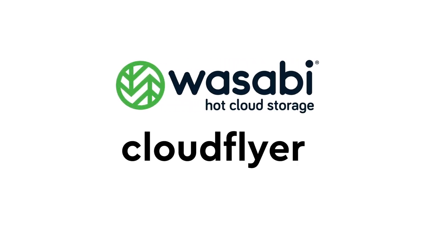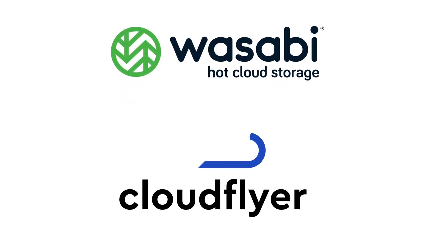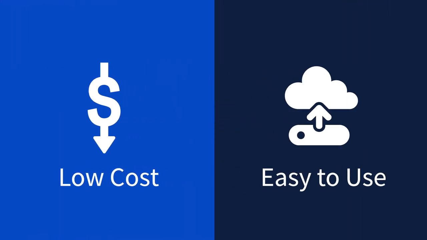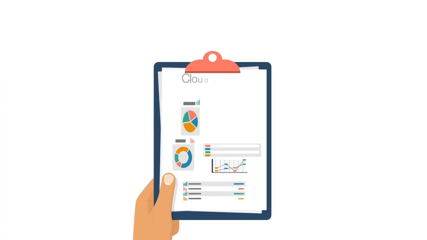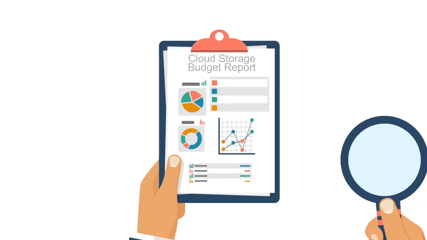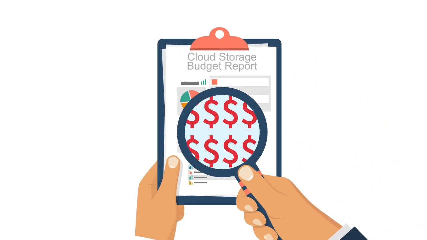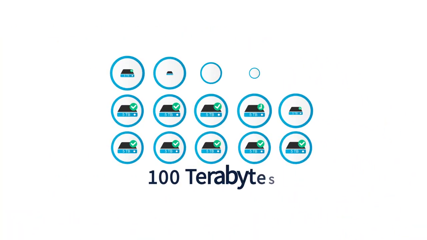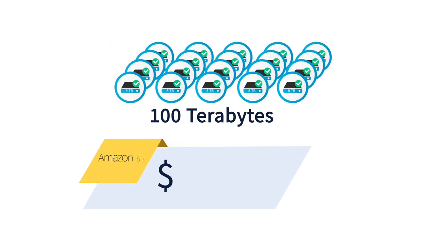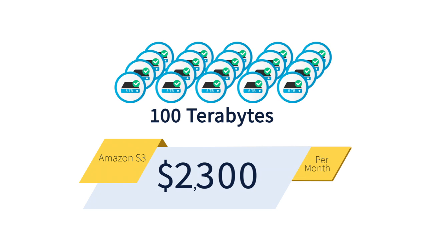Cloudflyer has partnered with Wasabi, a leader in cloud storage, to deliver the very best choice for low-cost and easy-to-use cloud storage needs. If you are currently using Amazon S3 or Microsoft Azure, then in many cases, you are paying too much. For example, if you store 100 terabytes in Amazon S3, you most likely are currently paying around $2,300 each month with additional egress fees.